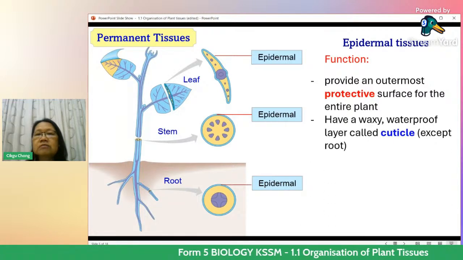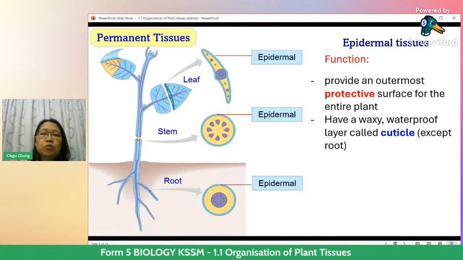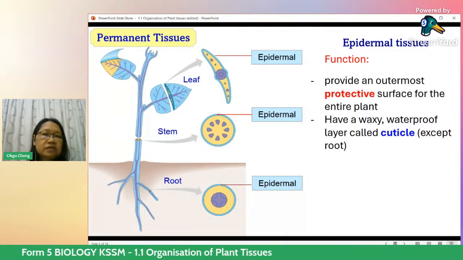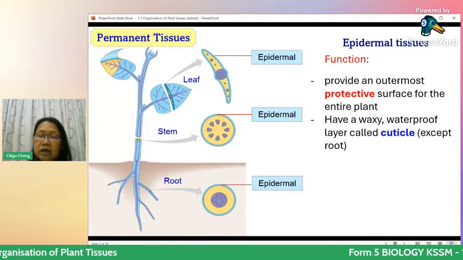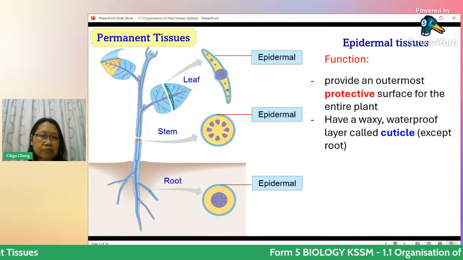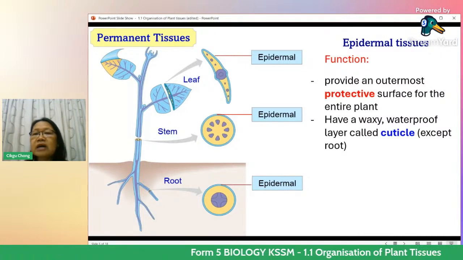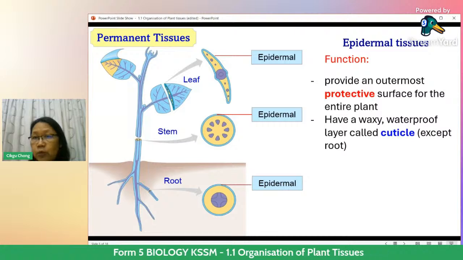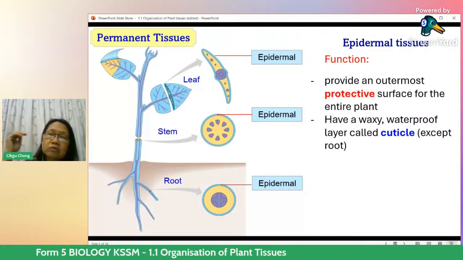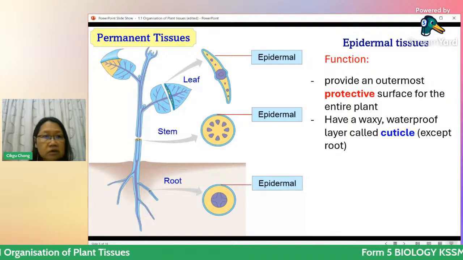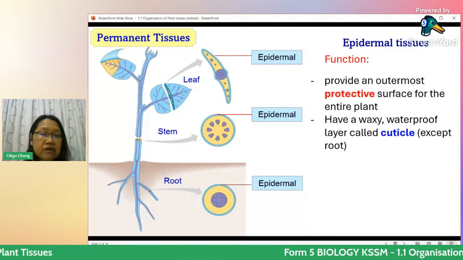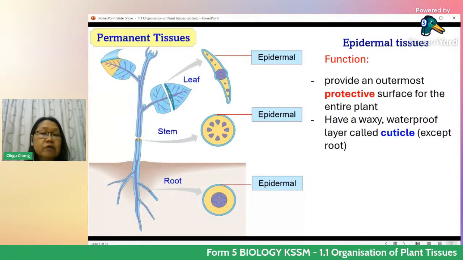Okay, so they have a waxy, waterproof layer. So most of these epidermal tissues, they are waxy. Okay, it's smooth. It's made of the waxy material. Okay, and it's called cuticle, like wax. So it's waterproof. So when rainwater lands on the leaf, the water is not going to be absorbed into the leaf because there is a layer of cuticle.